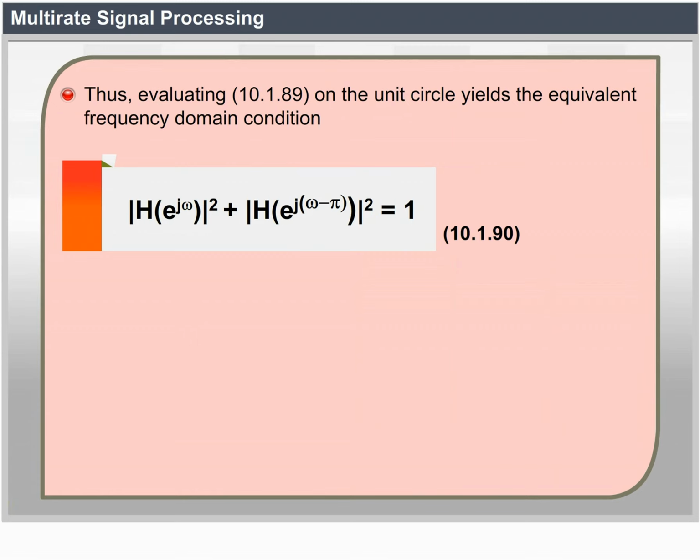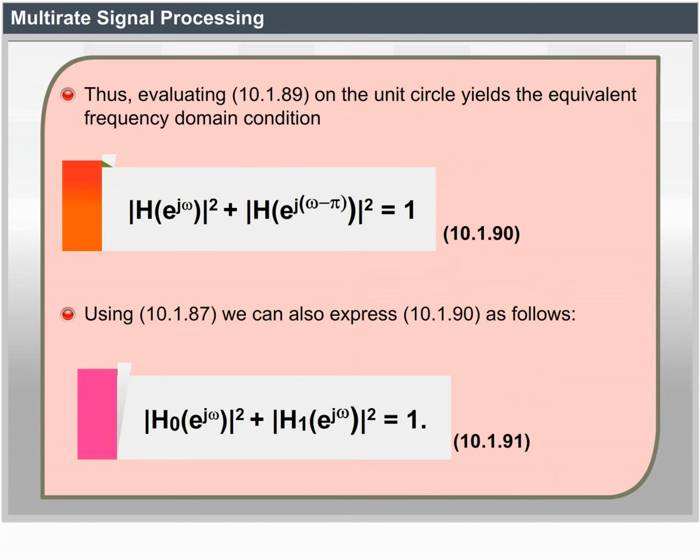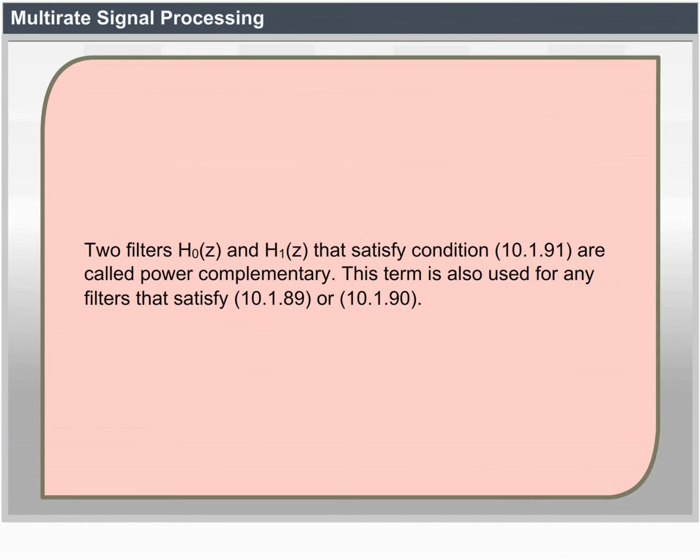Using 10.1.87, we can also express 10.1.90 as follows: |H0(e^jω)|^2 + |H1(e^jω)|^2 = 1, called equation number 10.1.91. Two filters H0(z) and H1(z) that satisfy the condition 10.1.91 are called power complementary. This term is also used for any filters that satisfy 10.1.89 or 10.1.90.